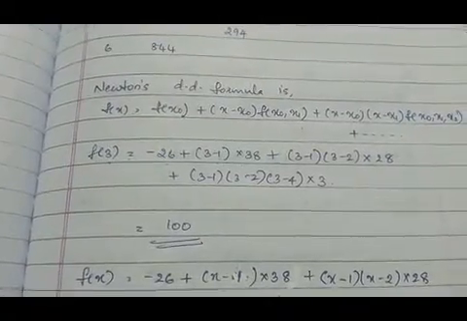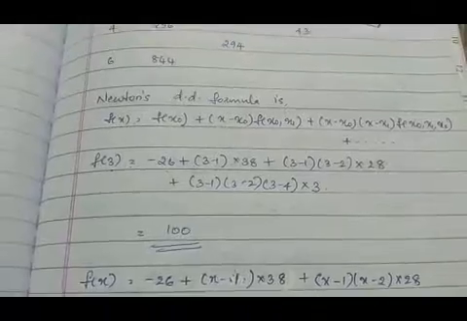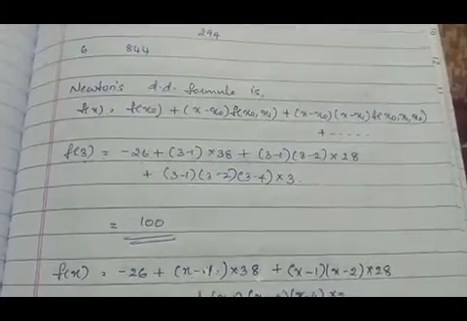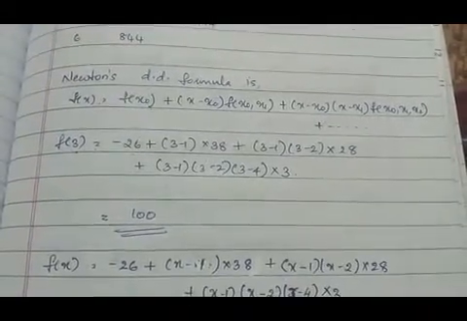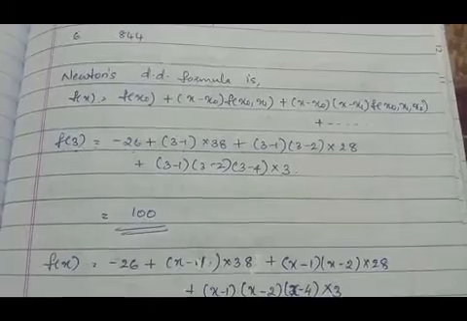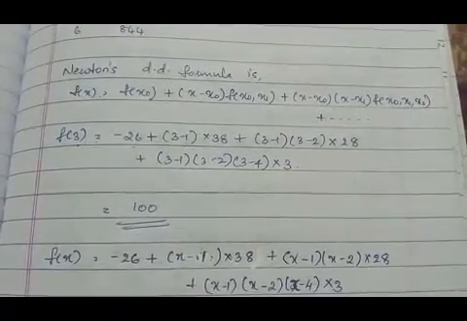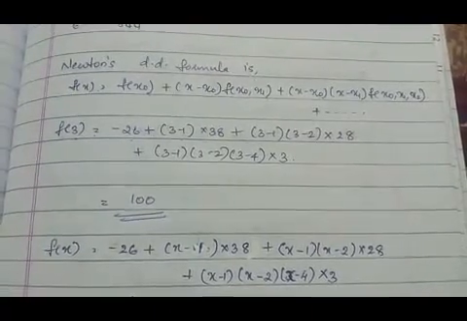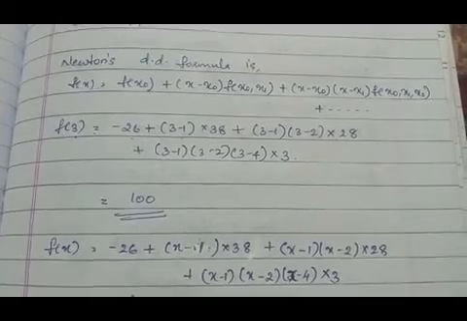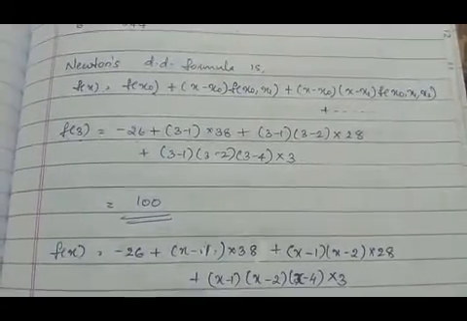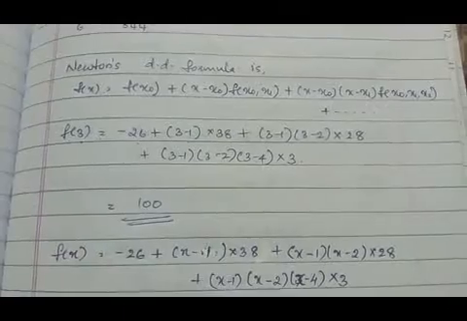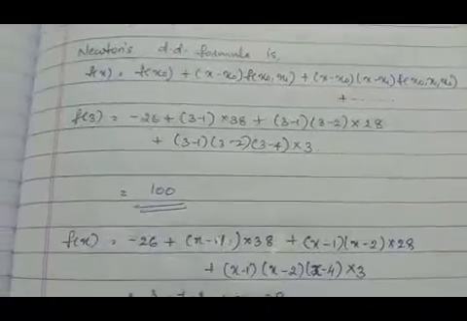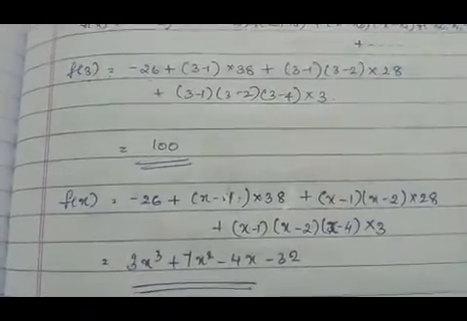So x minus x0 is 1. So x minus 1 into the first divided difference, that is 38, plus the next term will be x minus 1 into x minus 2 into the second order difference, that is 28, plus x minus 1 into x minus 2 into x minus 4 into the third divided difference, that is 3. So after substituting like this, simplify to the maximum extent possible. After simplification, we will get this. This is the polynomial which we get.